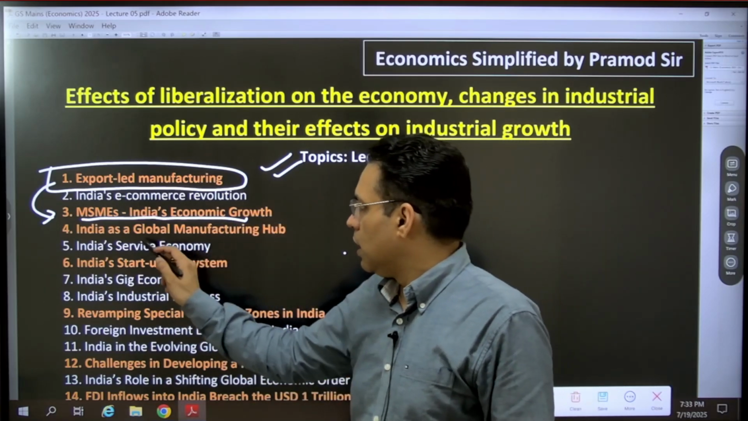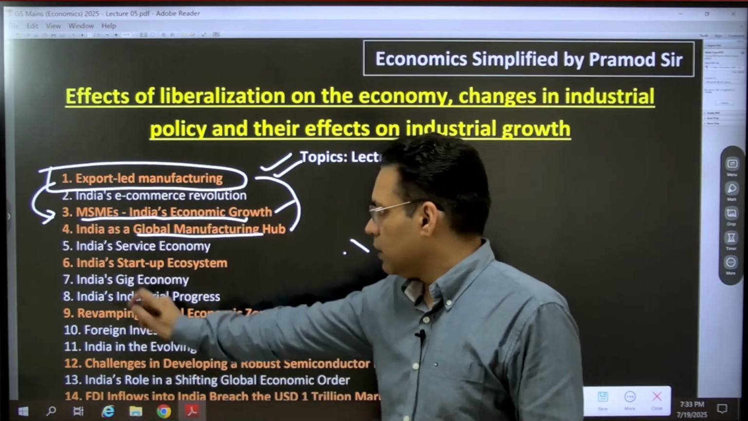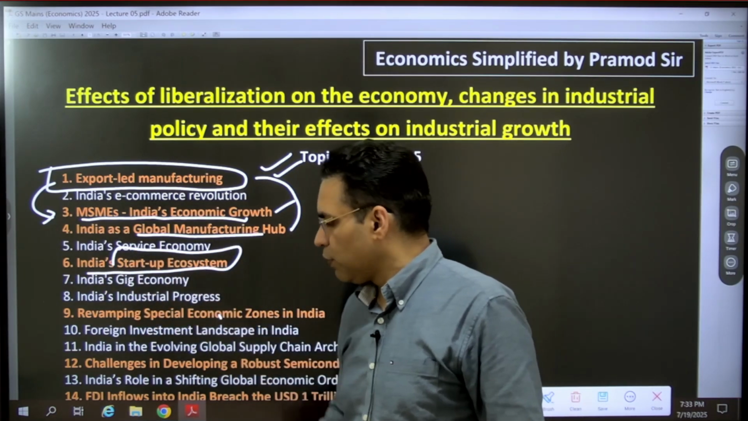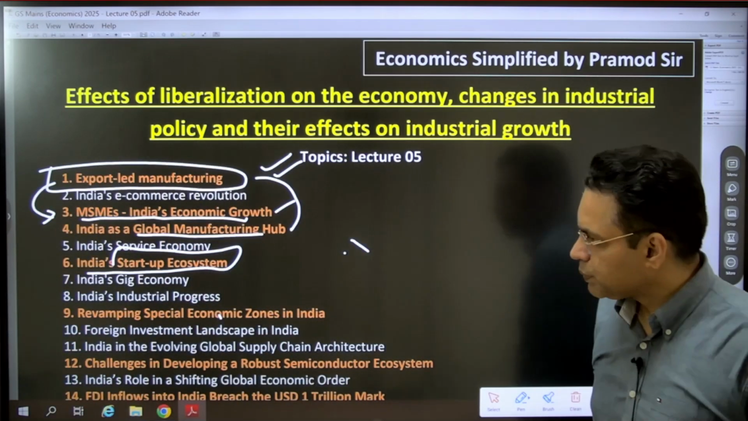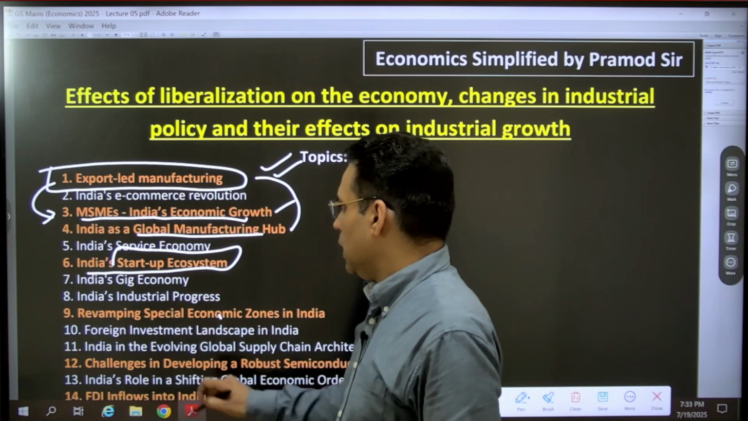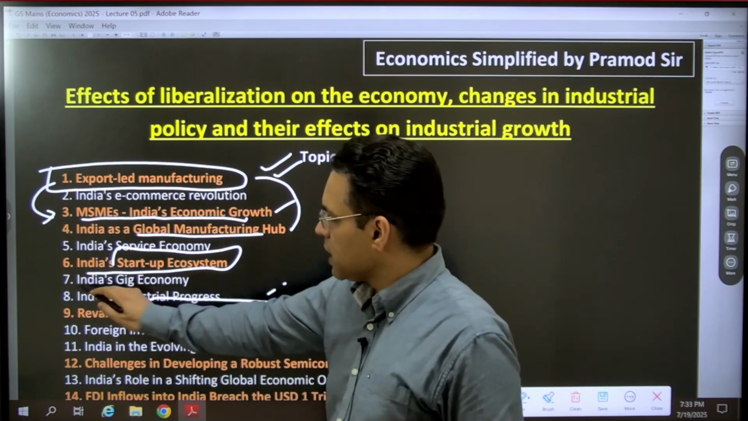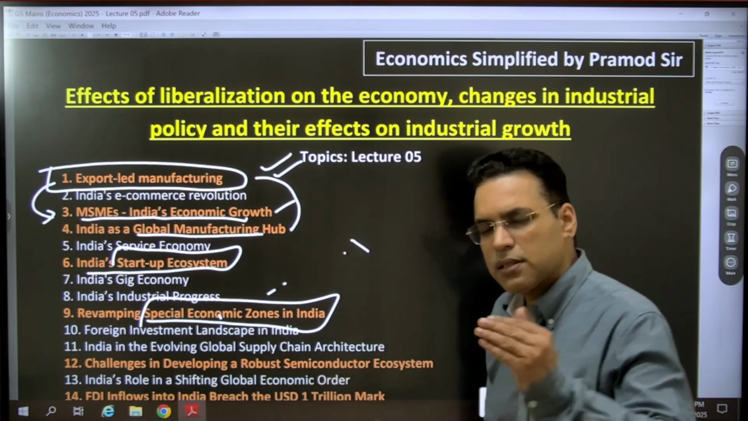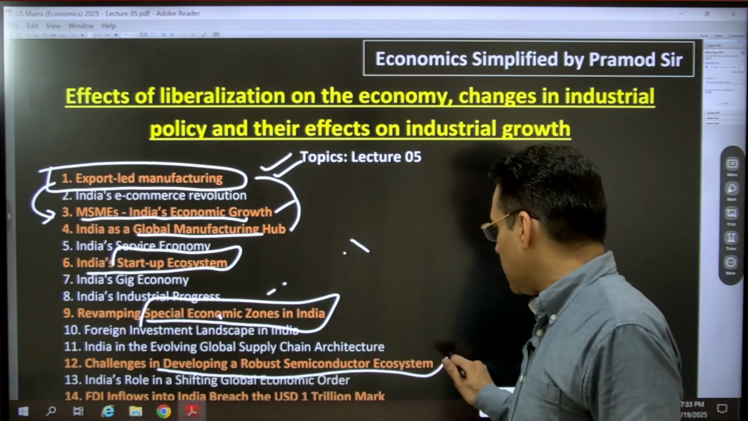Similarly, the global manufacturing hub; all the three topics are interlinked. Then the startup ecosystem, a lot of news was there in the startup ecosystem, and you might get a question from here again. Then revamping special economic zones. Now these are important topics. Then there are topics like the gig economy. These are topics that you can do on your own. Then developing a robust semiconductor ecosystem.